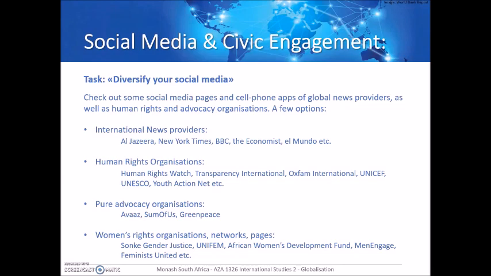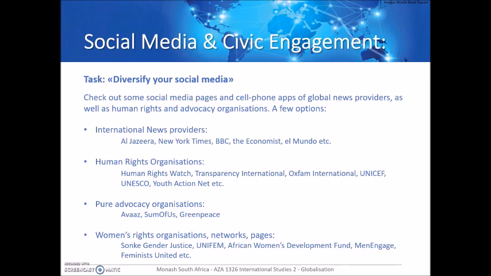So just in case you haven't diversified your social media yet, these are just a few options to do so. You might know many international news providers have cell phone apps that give you push notifications as well. So it's very easy to be on top of daily news. You have Al Jazeera, Al Jazeera English, New York Times, BBC, The Economist, El Mundo, Africa Magazine as well. That's actually one that is not there. Africa Magazine gives you news from the African continent. So they're great to easily keep engaged with what's going on.